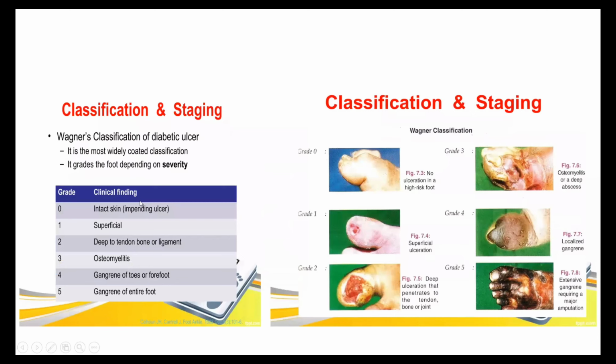Wagner's classification: 0 is impending ulcer, intact skin; 1 superficial; 2 deep to tendon, bone or ligament; 3 osteomyelitis; 4 gangrene of toes or forefoot; 5 gangrene of the entire foot.